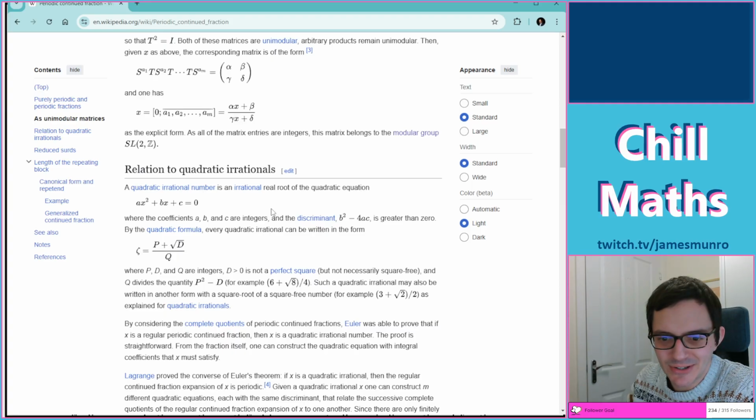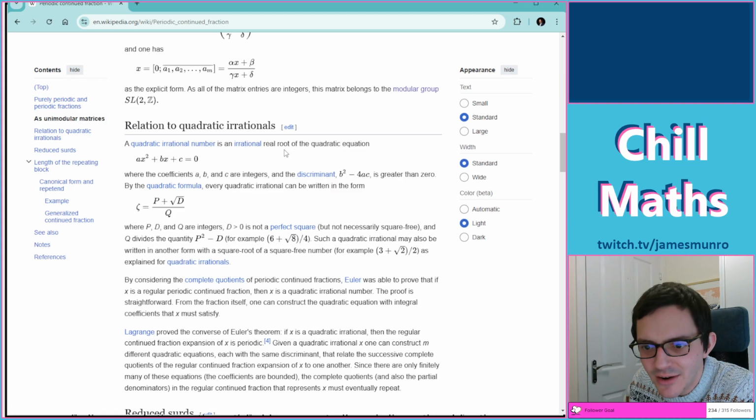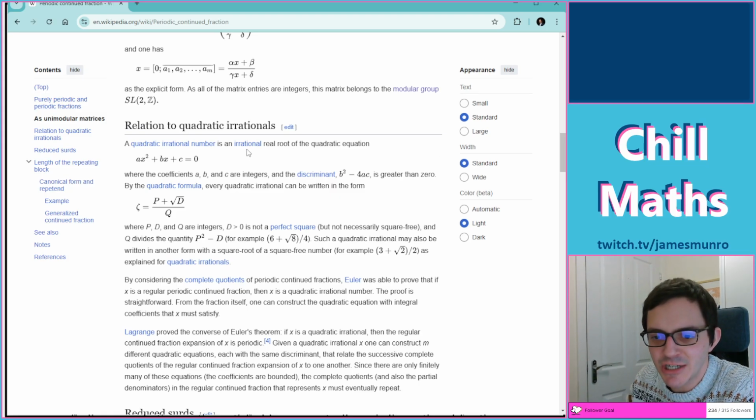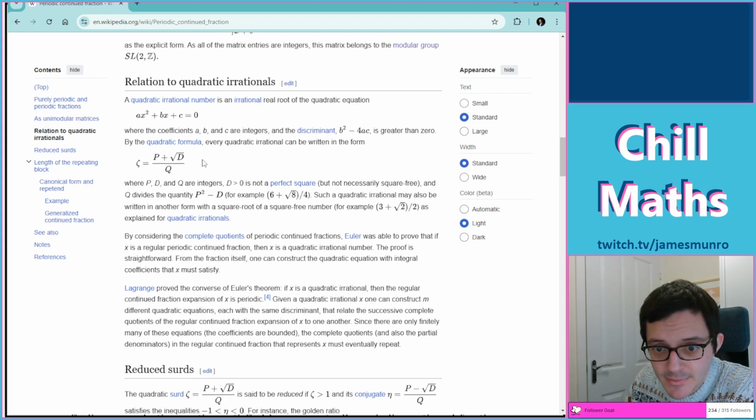It is currently 4 o'clock. A quadratic irrational number. Right, good. Yes. I should have said irrational in there as well, because it's an infinite continued fraction. Real root of the quadratic equation by the quadratic formula. Good proof.